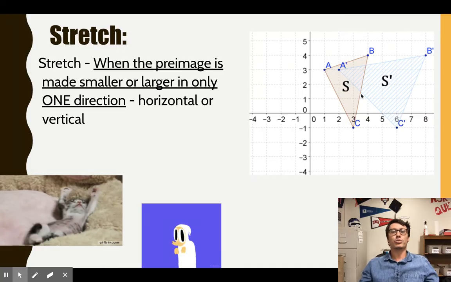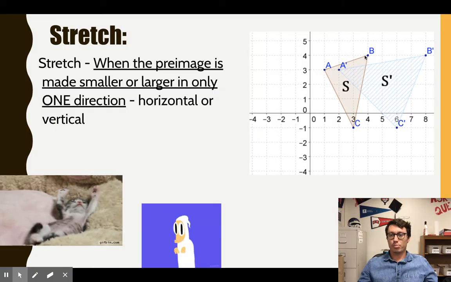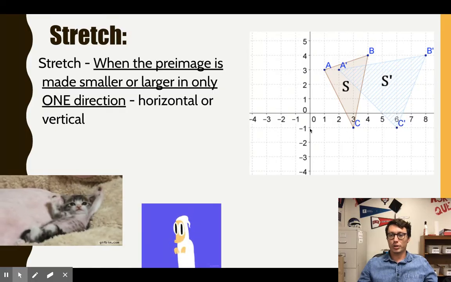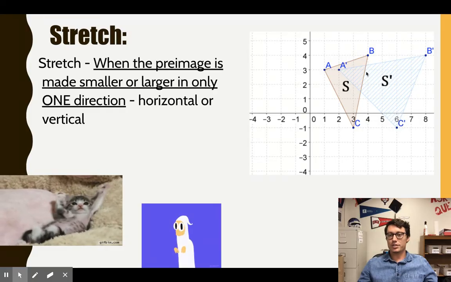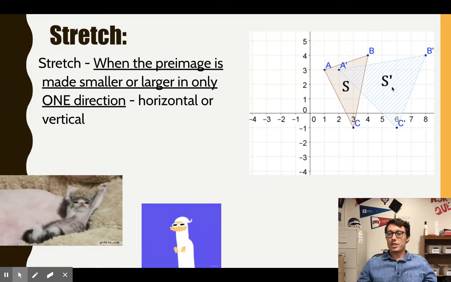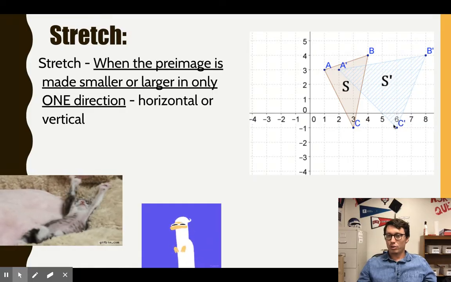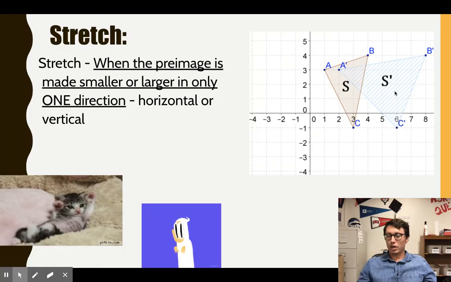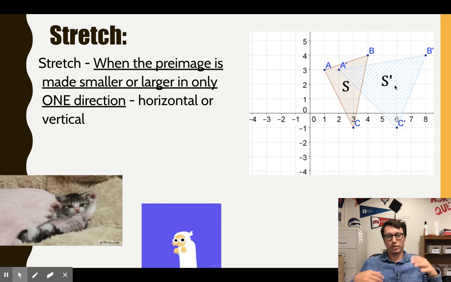Notice one thing you can really tell on a graph: in this triangle, point B is at 4, point C is at -1. We can see that from our triangle ABC to triangle A prime, B prime, C prime, the image is definitely bigger, but notice B is still at 4 and C is still at -1. It only got bigger horizontally. It did not get bigger vertically.